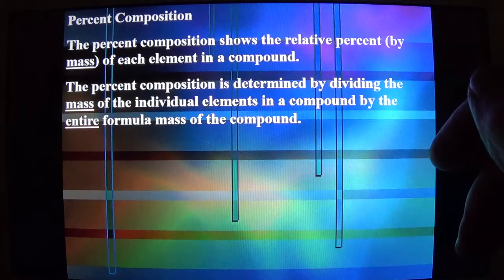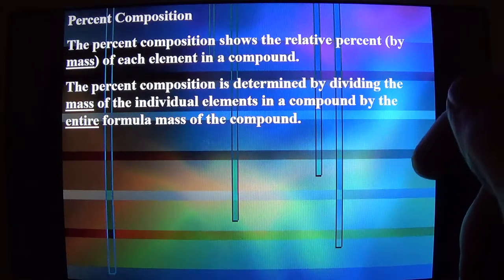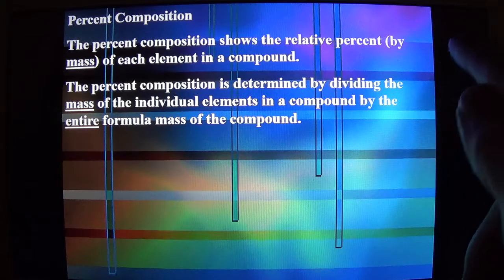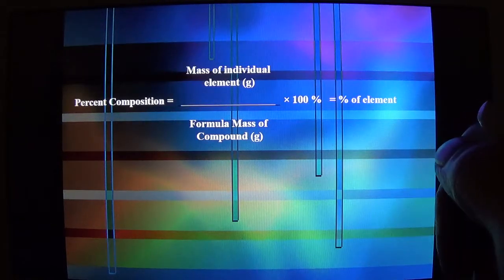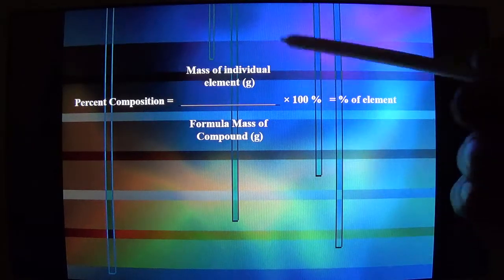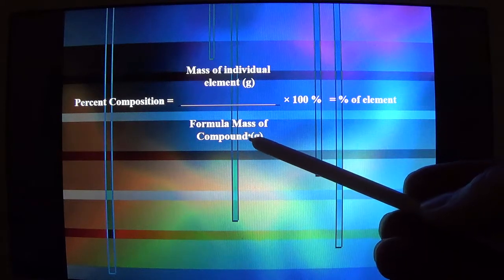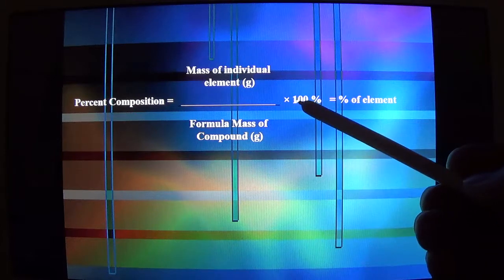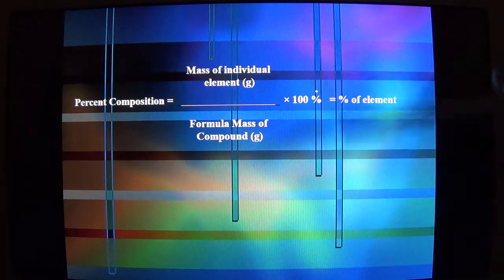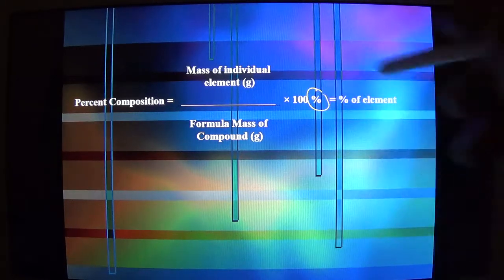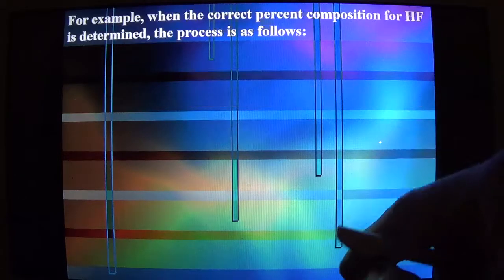This is determined by dividing the mass of the individual elements in the compound by the entire formula mass of the compound. In formula form, it looks like this. Take the mass amount of the individual element divided by the total mass amount of the compound. We multiply by 100, and the percent there is simply the label for our answer.